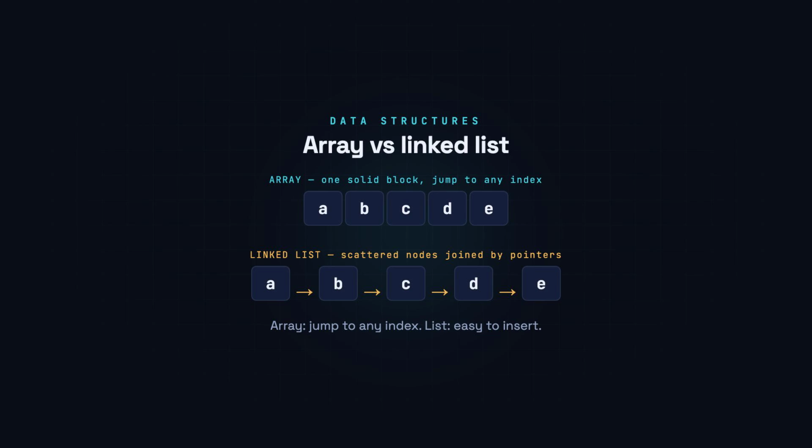Two ways to store a list. An array is one solid block. Jump straight to item 5. A linked list scatters items and joins them with pointers. Easy to insert, but you must follow the chain to find anything.